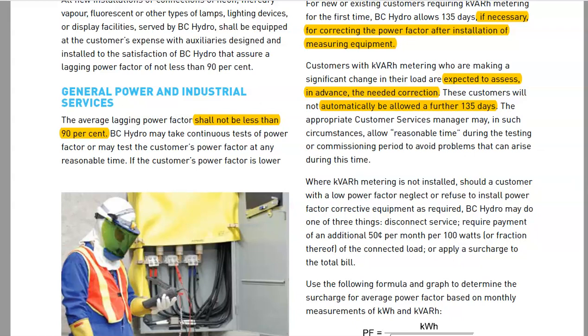If they're already metering, which they're all doing at this point using those electronic meters, they spit out numbers for kVA, kVars, and watts, if you ever watch them, then that means that you are not allowed that further 135 days. You have to do this thing correctly.